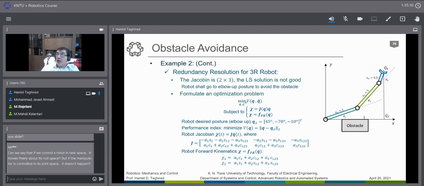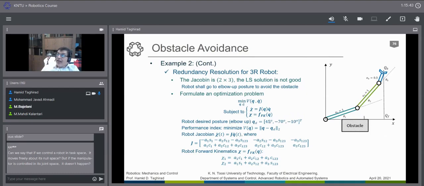So, of course, either of you can find any other objective function or optimization cost function, but it should be subject to two straightforward and strict equality constraints. The first equality constraint is that the Jacobian should hold. The second is that the forward kinematic should hold.